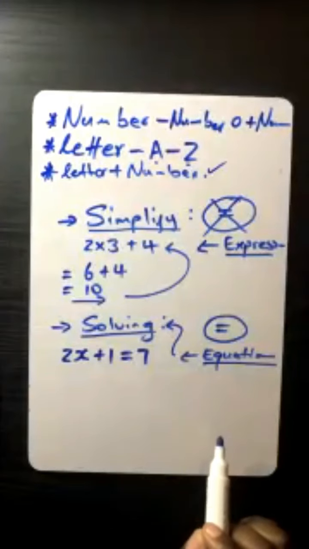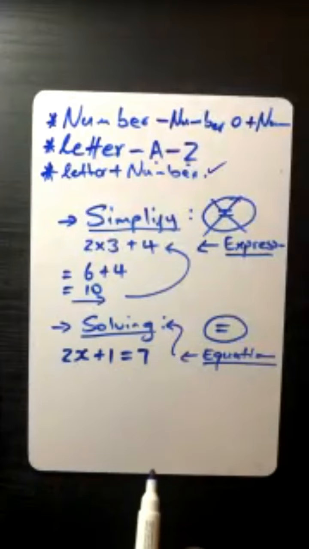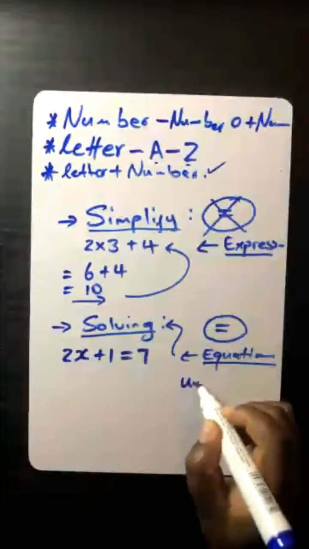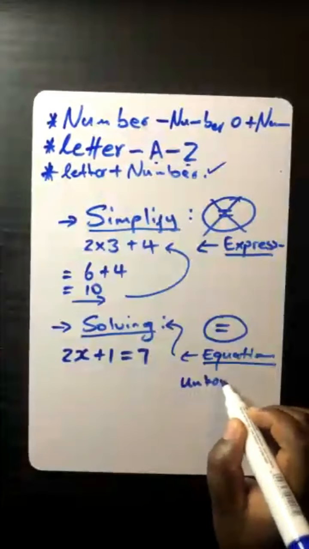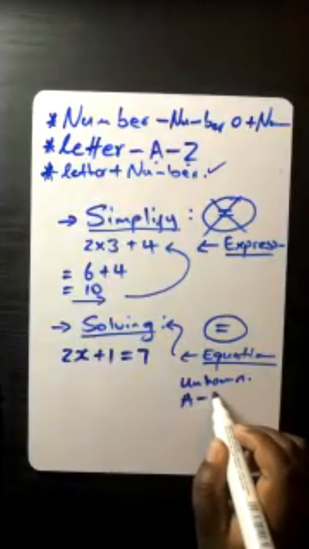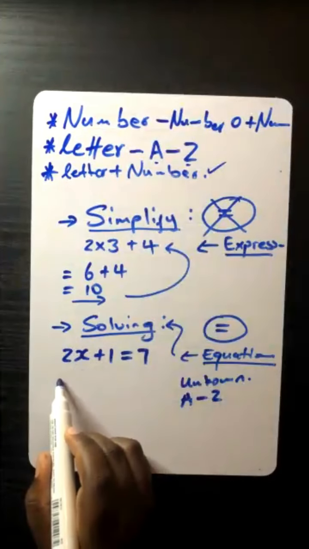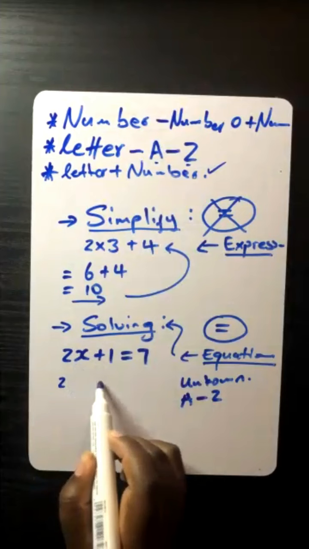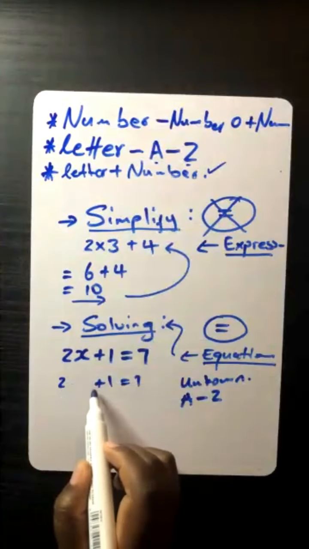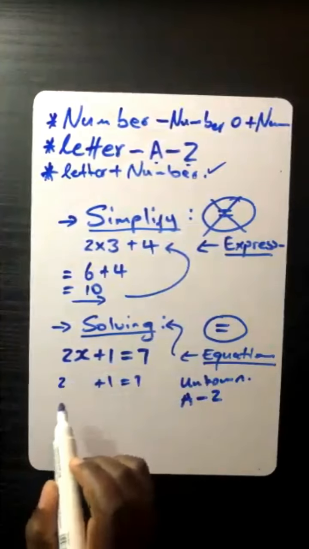What is the unknown? The unknown is a letter on the equation. At all times, Shreyas, the unknown is represented by a letter, which could be any letter from A up to Z. So I could have used 2a plus 1 minus 7. I could have used 2b, 2c, d, e, f, g, h, i, j, all the way up to z.